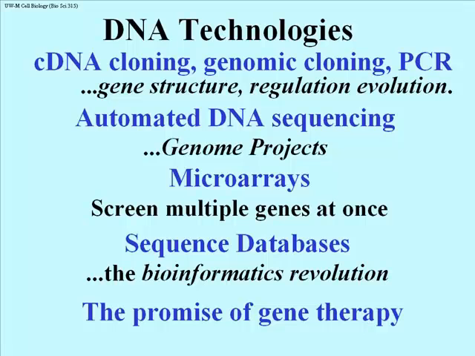That's cloning of these copy DNAs that we can make out of messenger RNAs using reverse transcriptase. We're going to look at genomic cloning. Now that's cloning of chunks of chromosomal DNA, usually a good deal larger than a cDNA, which after all is just essentially the size of an mRNA, right? We're going to look at something called PCR, or polymerase chain reaction. These are major tools in our toolkit for doing gene structure studies, regulation studies, and gene evolution studies.